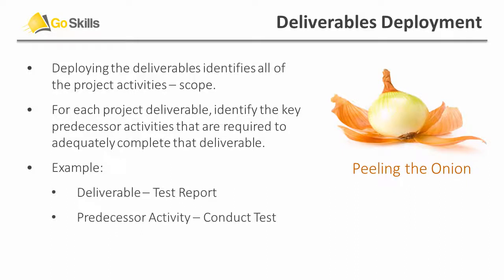Let me give you an example. Let's say we have a test report as a deliverable for the project. In order to complete the test report, we first have to have conducted the test. And of course, even before we conduct the test, we have to create the test specimens, and before we do that, we have to do the test setup, and on and on. We repeat this process to define all the activities needed to complete the deliverable.